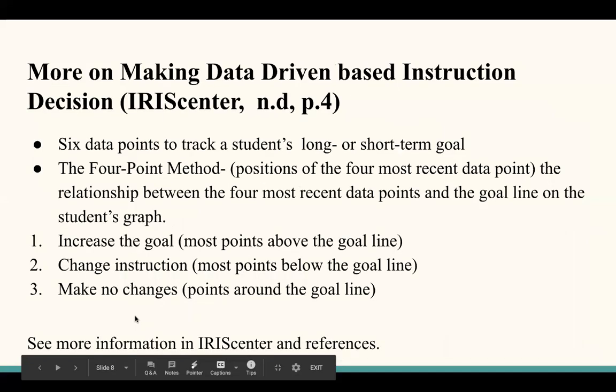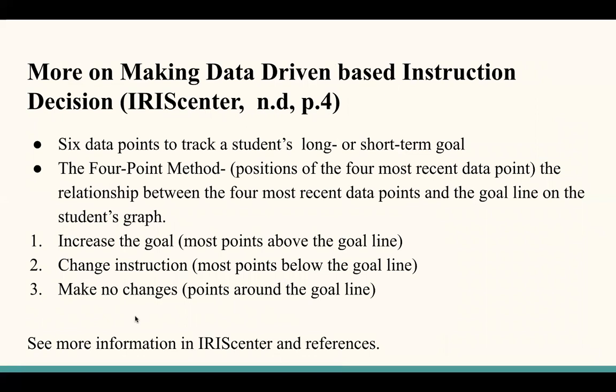Here is more information on data-based instructional decisions. We can use 6 data points to track a student's long or short-term goal. We can also use the 4-point method. We put the 4 most recent data points on the graph to find out the relationship between the data and the goal line. After we have the visual representation of the data, the first possible situation is if the points are higher than the goal line, the student performance is exceeding expectations, and a slightly more ambitious goal is needed, so we increase the goal.